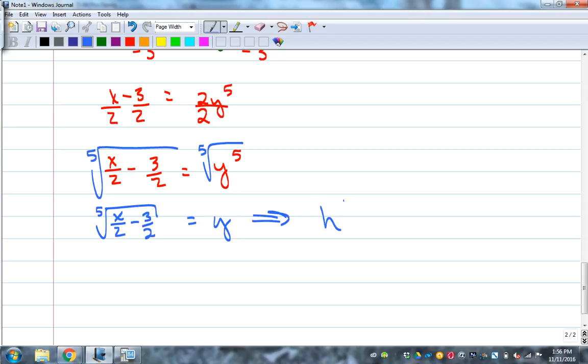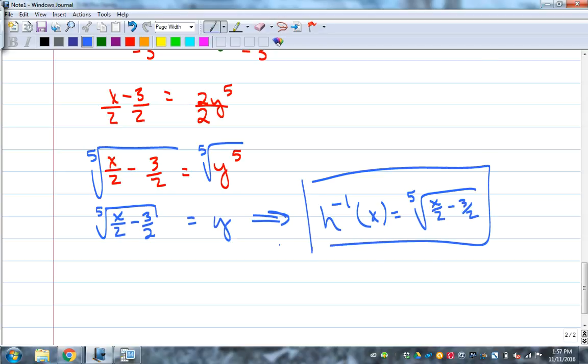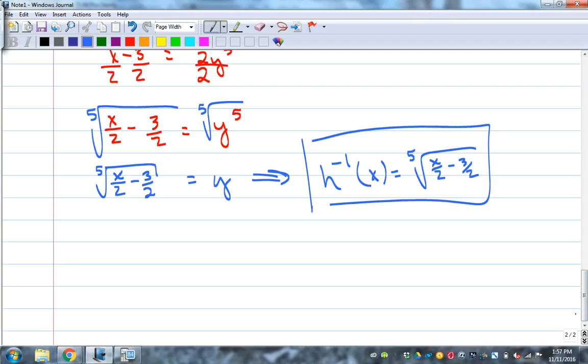Go to function notation, h inverse of x. Same old stuff. Not bad at all. It really doesn't get any more complicated than those. I mean, there's different roots and things, but nothing any more complicated than that. So, here's done.